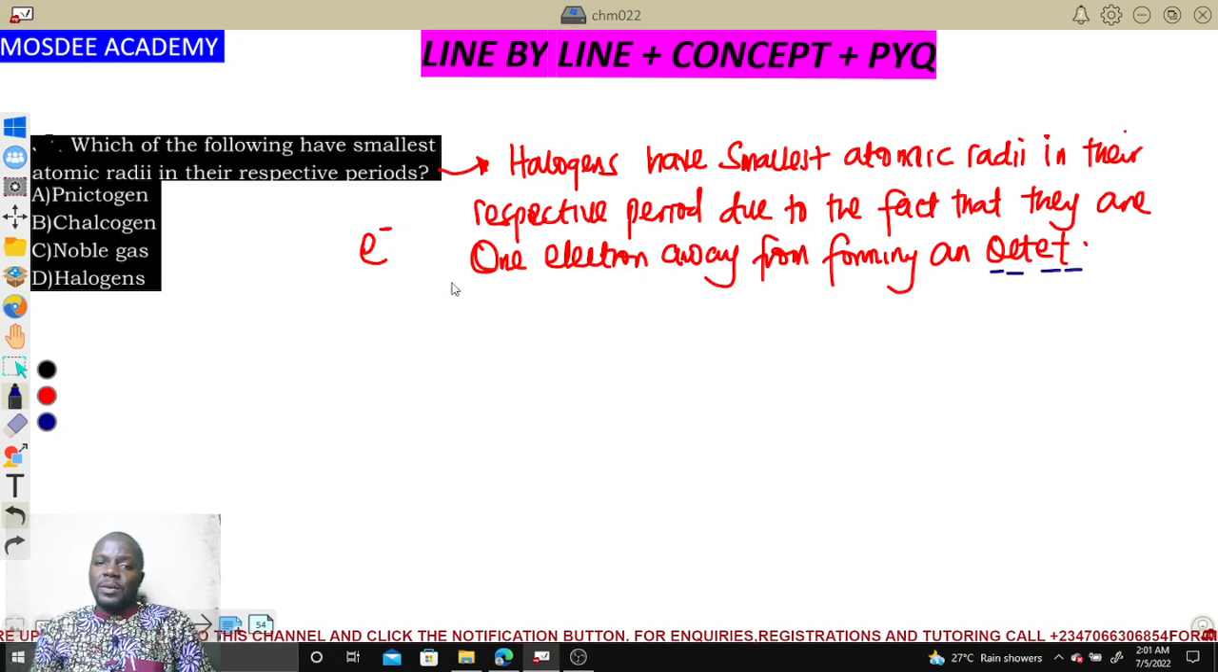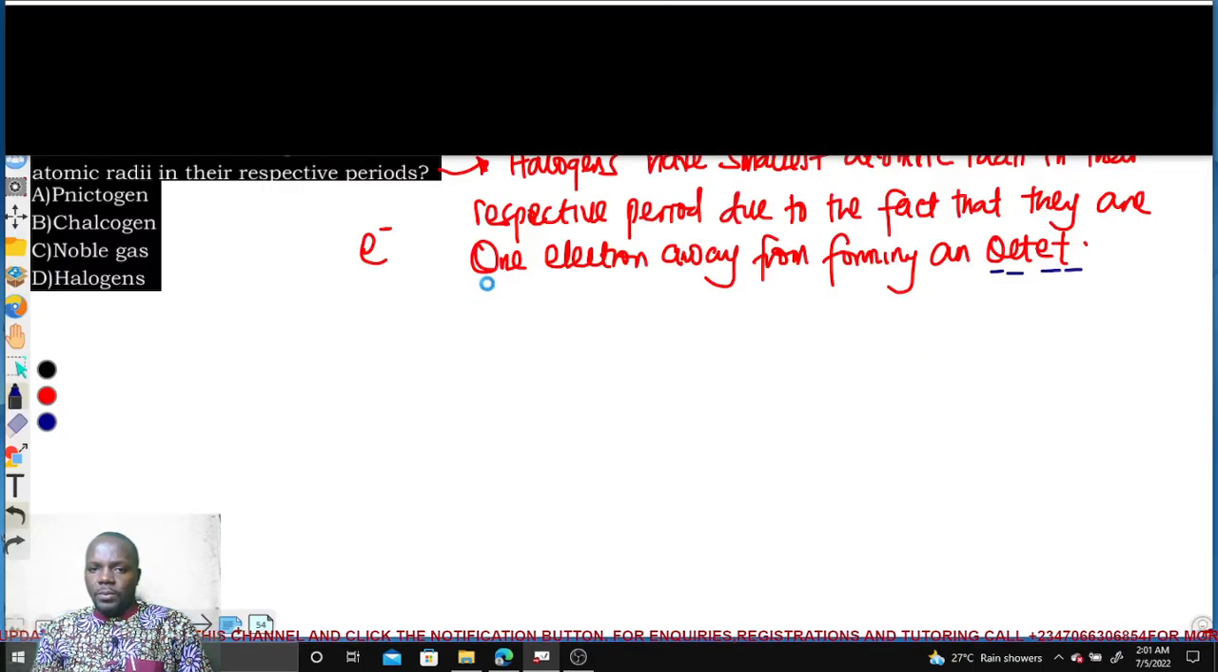And another thing you can say, because of the atomic number, is what we call Z effective. We call it Z effective. I'm waiting for this to come up. Admin, I think I'm having issues with what I'm writing.